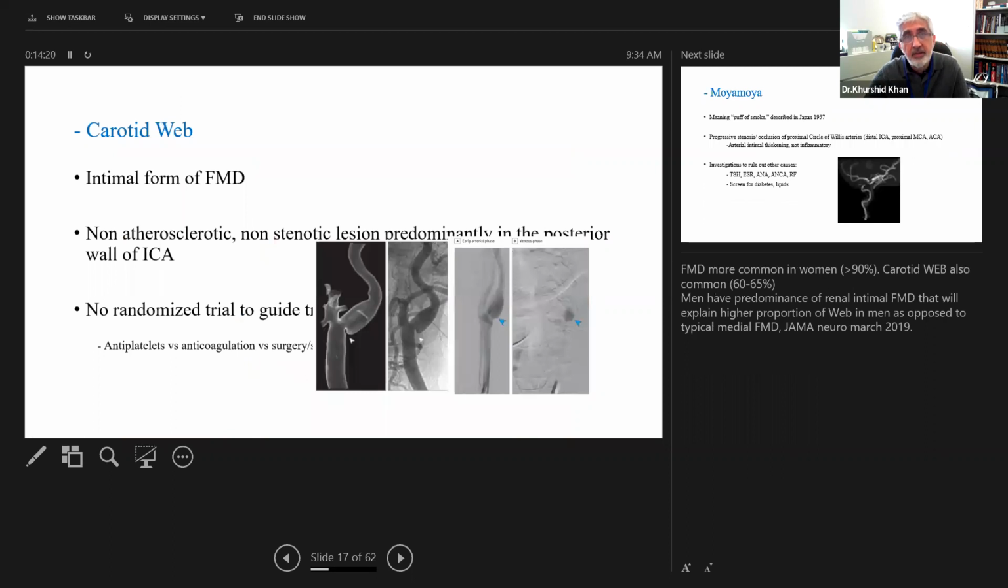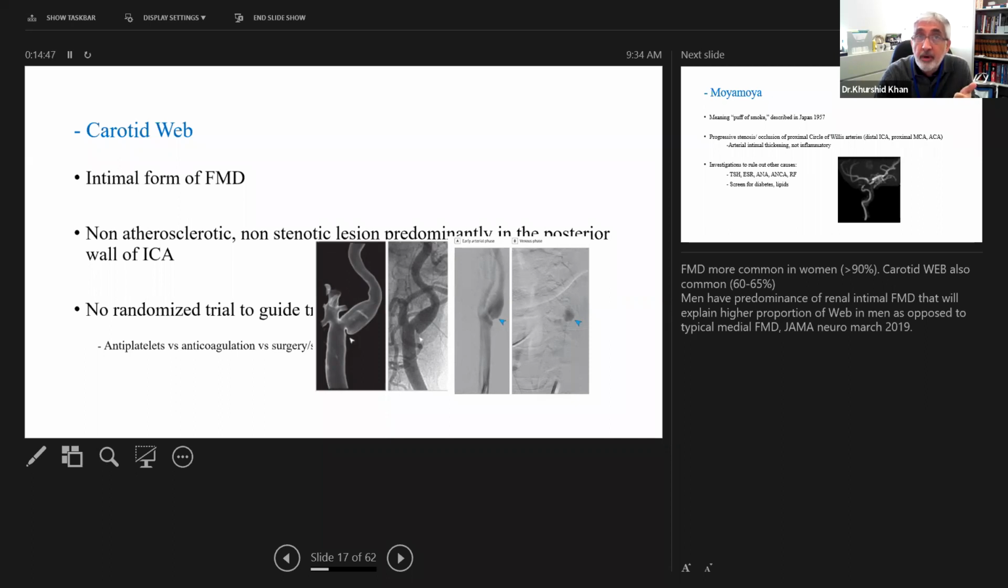Then another condition is a carotid web, which is felt to be a form of fibromuscular dysplasia involving the intimal layer of the internal carotid artery. Again, it is a non-atherosclerotic, non-inflammatory condition. It may cause a stroke. And with respect to management, there is uncertainty.